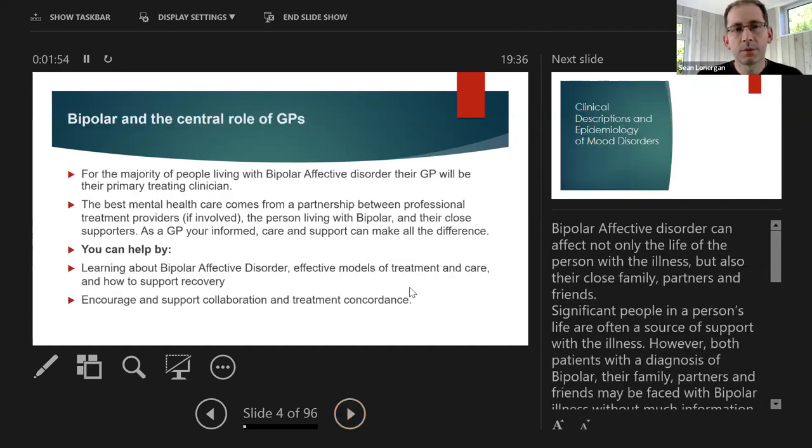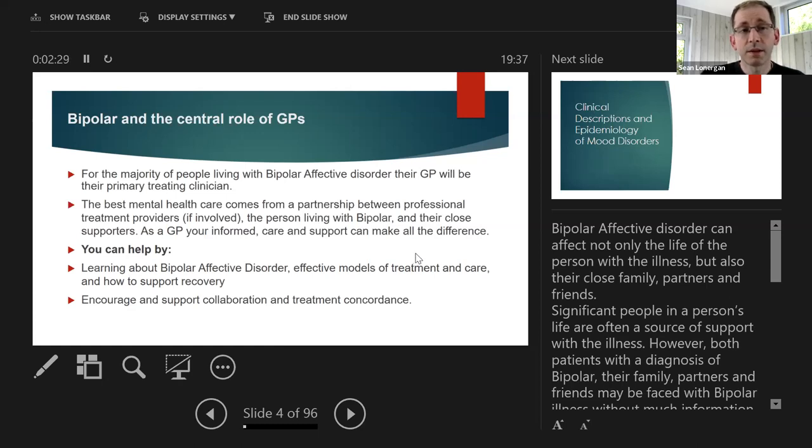So when we think about bipolar, GPs are central in terms of the care and provision of treatment. For the majority of people living with bipolar, their GP will be the primary treating clinician that they have. The best mental health care comes from a partnership between professional treatment providers, if they're involved, the person living with bipolar, and their close supporters. And as a GP, your informed care and support can make all the difference, especially as you may well be treating some of their family members and friends as well.